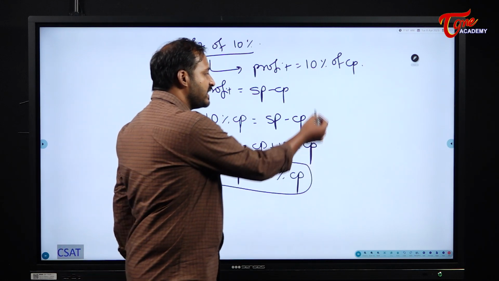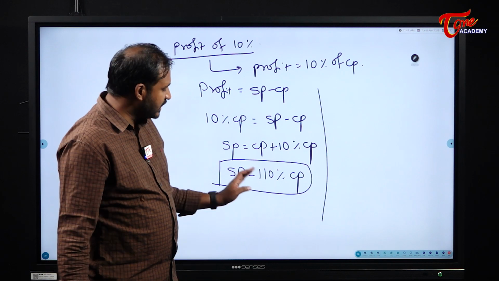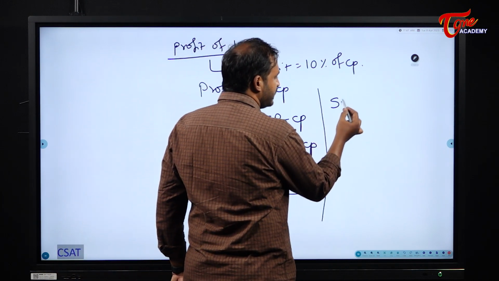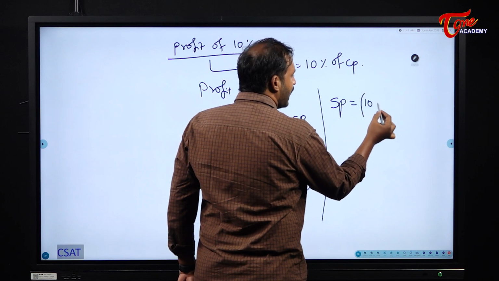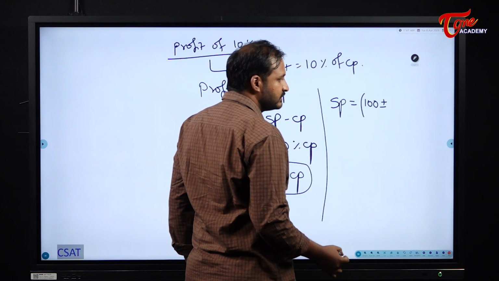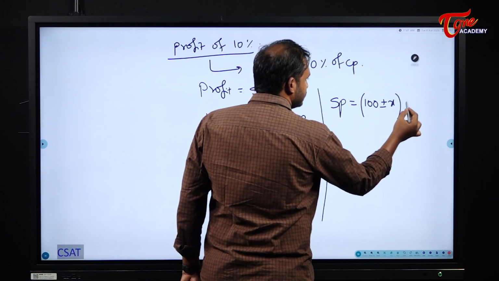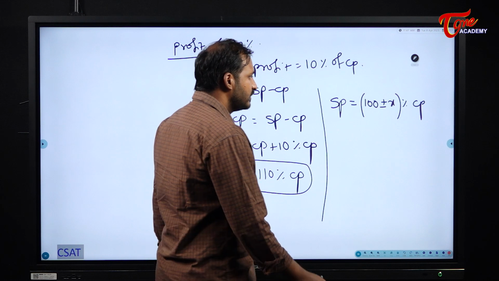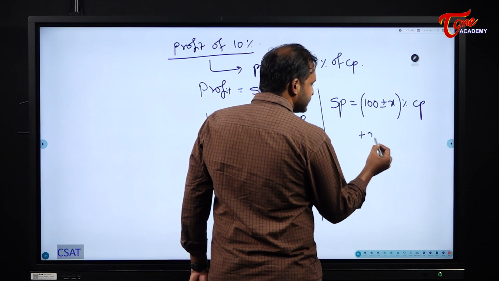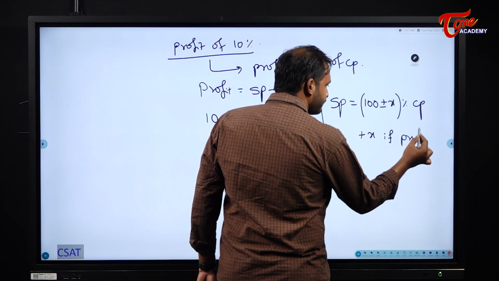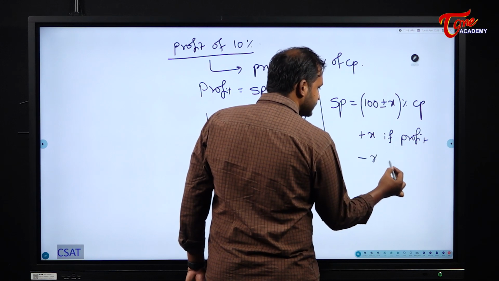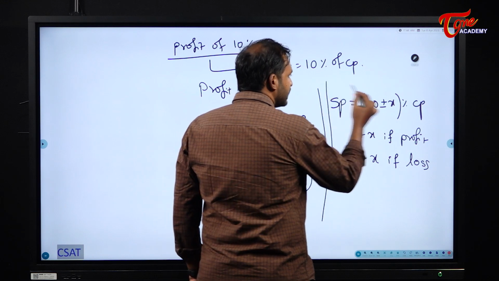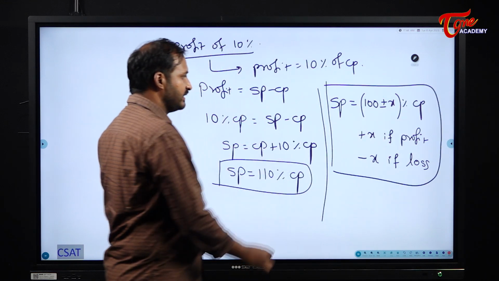And similarly, if there is any loss, what will you write? From this, what I can write is SP is equal to 100 plus or minus X percentage of CP. You will take plus X if profit, and you will take minus X if there is a loss. Understood? This is the reason behind that.